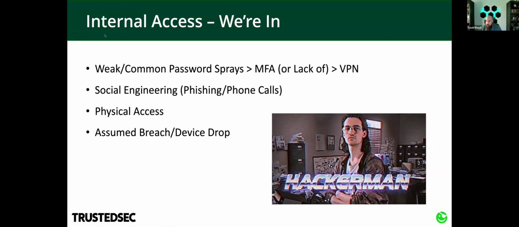Another common way is through social engineering. A good phishing email, crafted correctly, is still able to get us internal access. Phone calls. Everyone remembers the Scattered Spider attacks from a few years ago. If you're not familiar with that, the 10-second synopsis is a group of nefarious individuals called some casinos, acted like they were the user, convinced the help desk that they were the user, and they were able to do an account takeover.